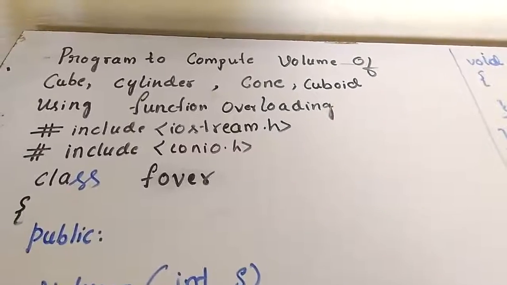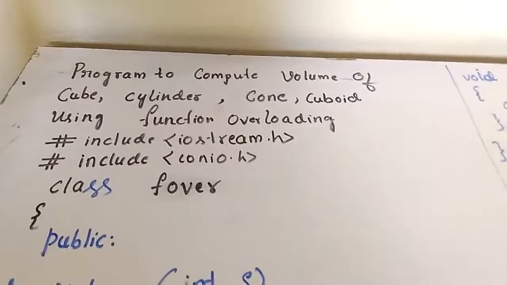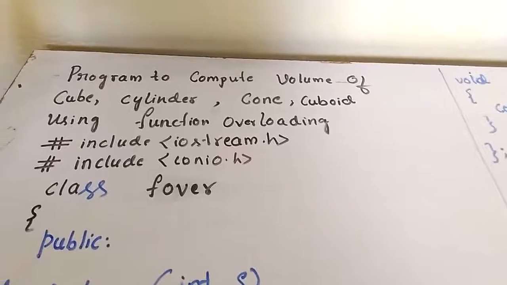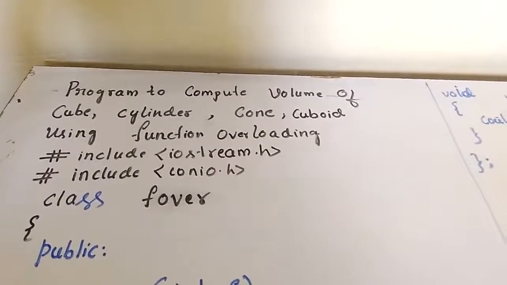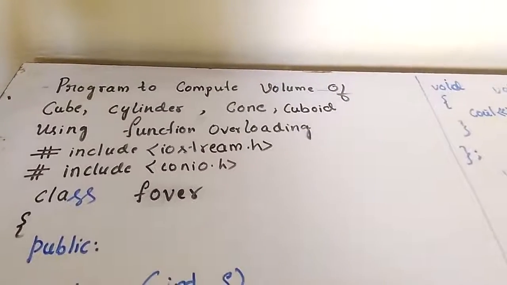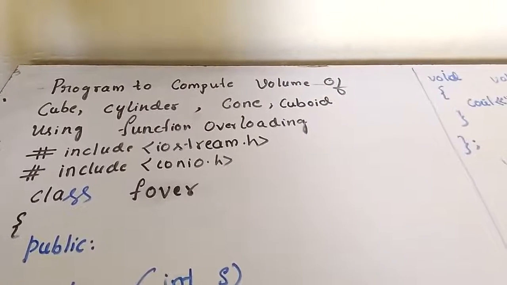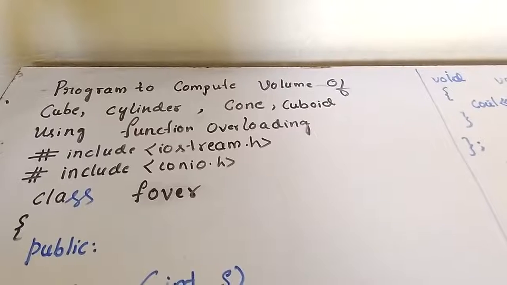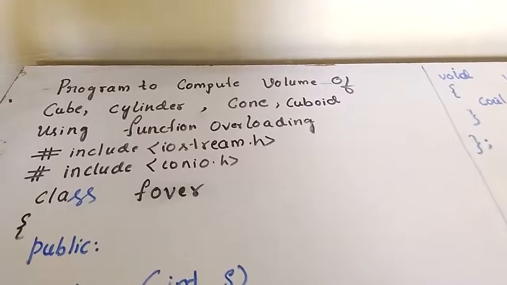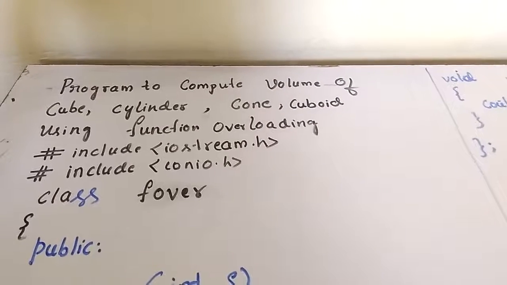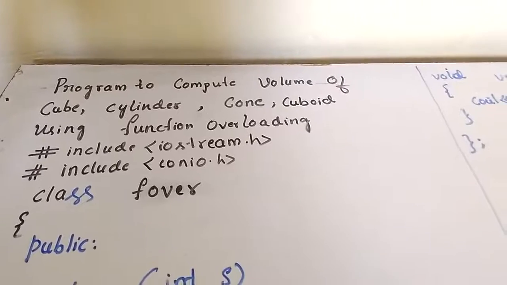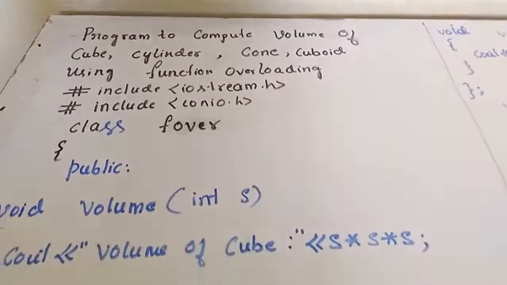Let us consider another example on function overloading, that is a program to compute volume of cube, cylinder, cone and cuboid. As per the definition, function overloading means two or more functions having same name with different signatures. Signatures means number of arguments or type of arguments or order of arguments. So in this example, we have four functions in the class.